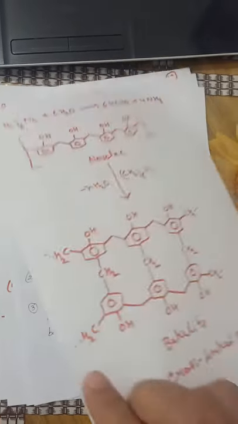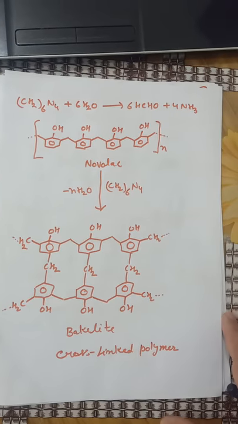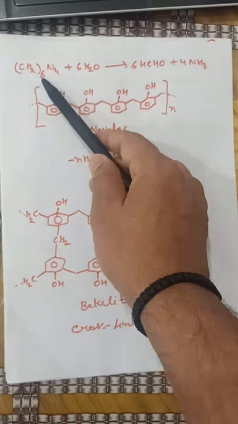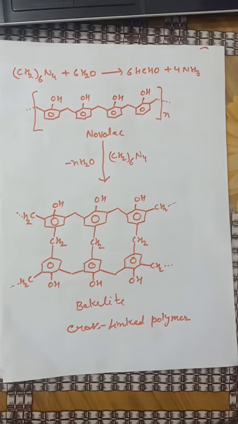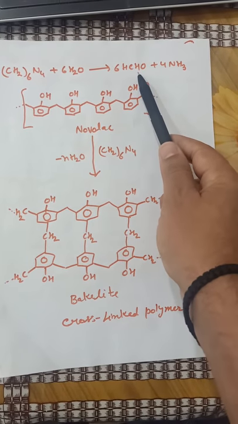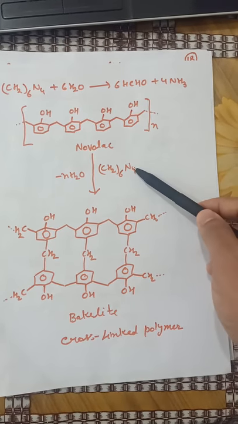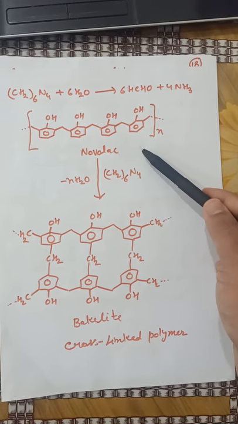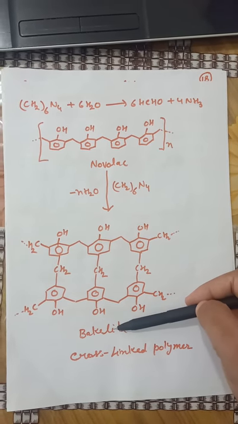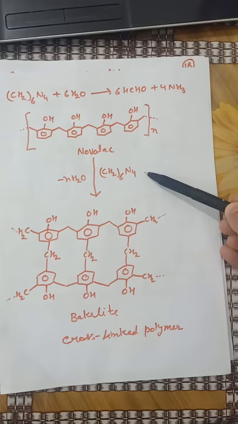So what happens here, this hexamethylene tetraamine first reacts with water and produces formaldehyde. In the reaction it is produced in situ. I am showing it in a separate reaction just to let you know where this CH2 is coming from. This CH2 is coming from formaldehyde, which is produced within the reaction when novolac is molded into bakelite using hexamethylene tetraamine. So when novolac is treated in presence of hexamethylene tetraamine, it forms a cross-linked polymer which is known as bakelite.